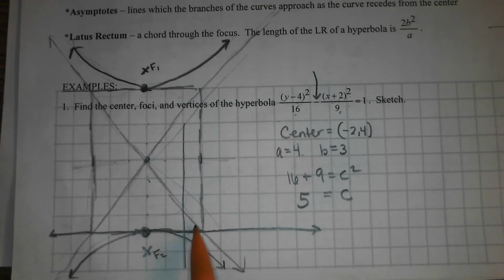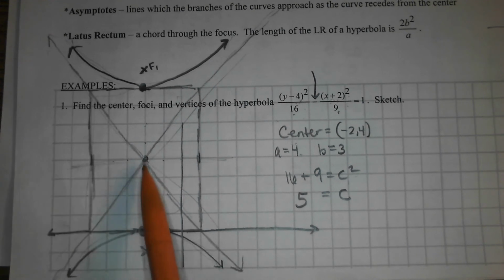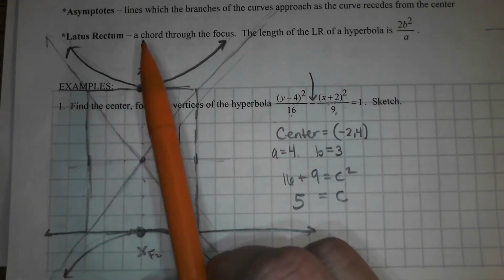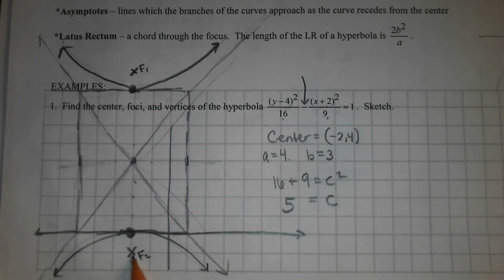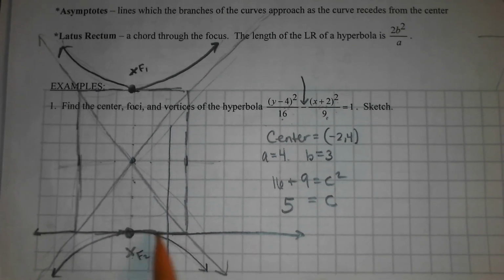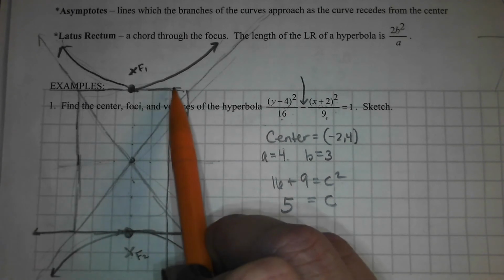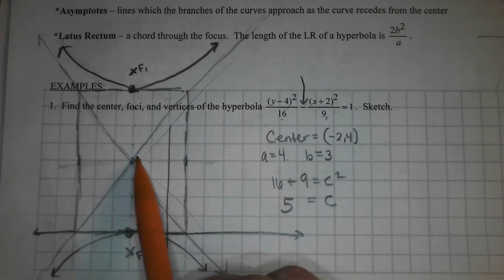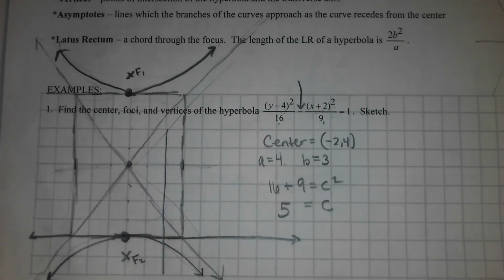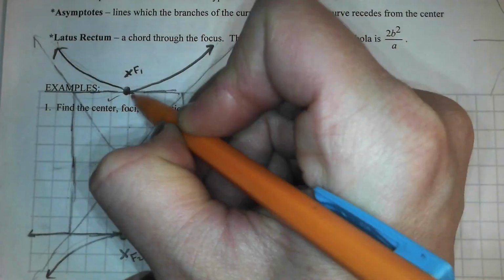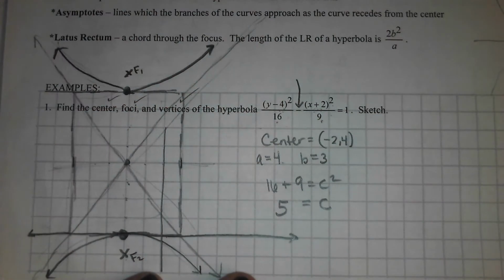-2, 0, and -2, 9. Oh, it's not 0. It's -2, -1. -2, 0. -2, 5, 6, 7, 8, and -2, 9. So you could just count those out. So we've got the center, foci, vertices. Got it?